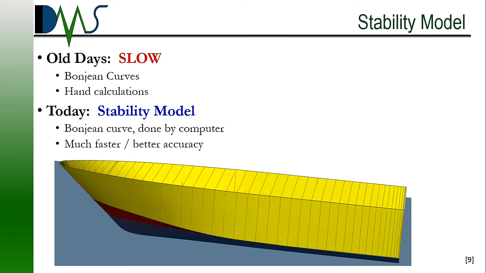We construct a 3D stability model from the lines plan. This contains a 3D definition of the hull shape, all contained within the stability analysis software. The software performs those same integrations that I mentioned before, but it does it infinitely faster. Once the computer was able to deliver these super fast calculations, we started asking for better resolution, better accuracy, and the computers delivered. They were able to easily amp up their game. As a result, the modern stability model is far superior to hand calculations in every respect. It's faster, more accurate, more detailed. You just can't beat it. Stability models have become an essential tool for the modern stability test.